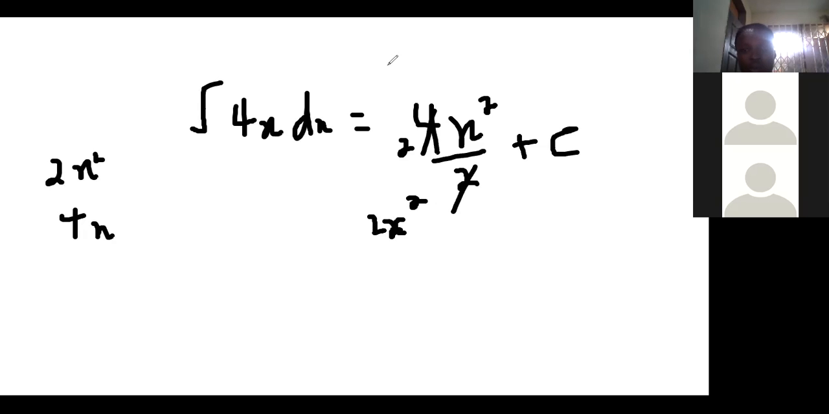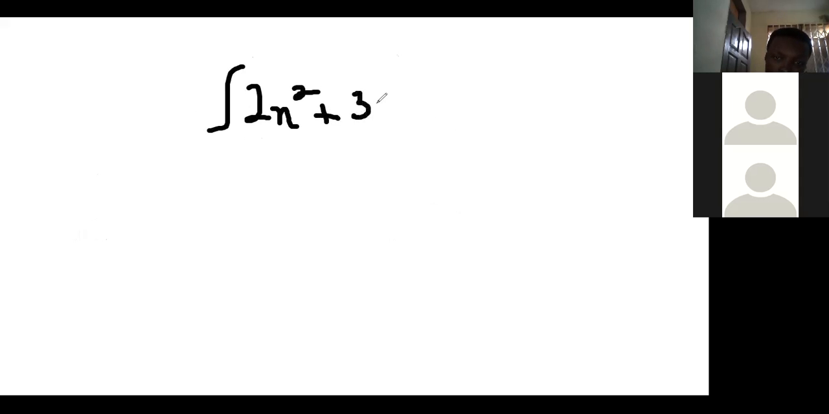Let's do some more examples then. Now I want to give you this: let's integrate 2x squared plus 3x plus 1.